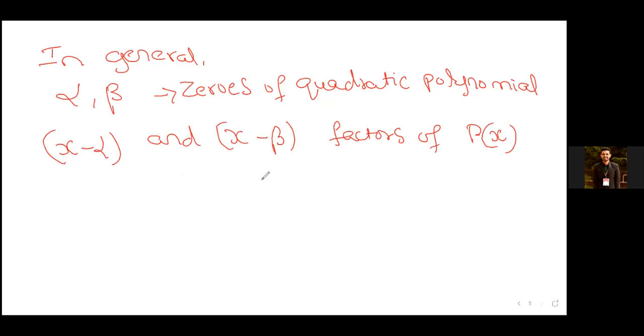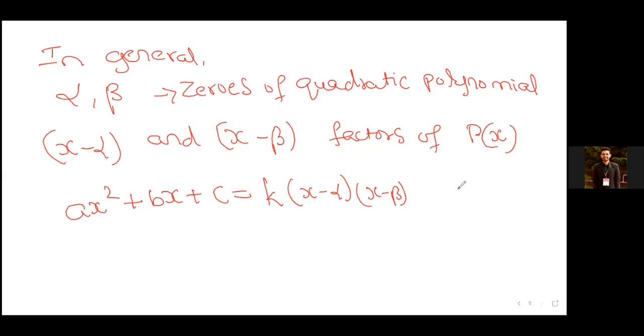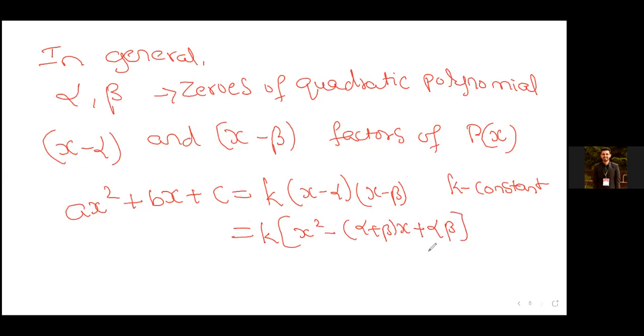Then ax square plus bx plus c is equal to k into x minus alpha into x minus beta, where k is a constant term. On simplification, we can write k into x square minus alpha plus beta of x plus alpha into beta, or kx square minus k into alpha plus beta of x plus k alpha beta.